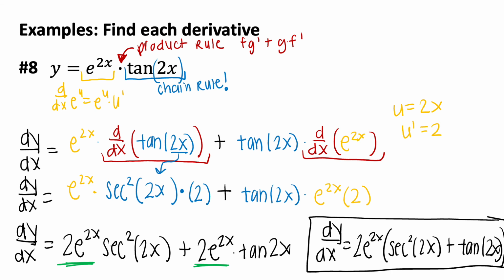So again, a lot happening. We had to first use our product rule, then we had to use the chain rule for our tangent of 2x, and then our new rule for e to the u. So pause the video. Sorry if you can't read this. Ask your teacher if you have any questions.